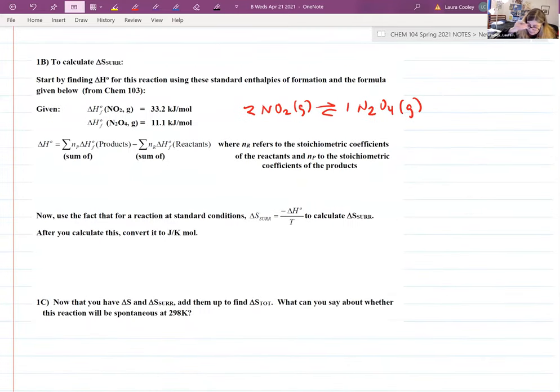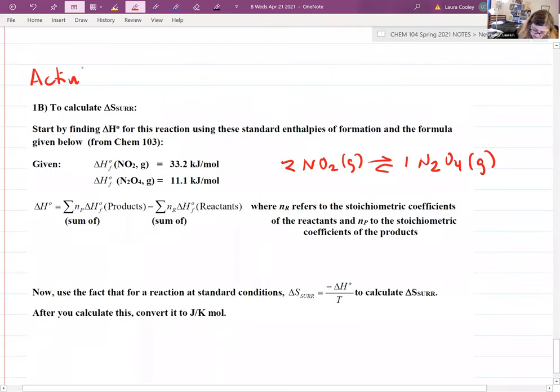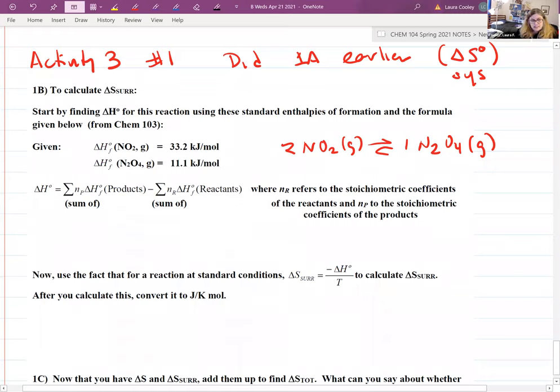All right, so here I am. I'm in the same problem. This is activity 3, number 1. We just did 1A earlier. That was finding the delta S of the system. And now we're doing the next part, which is to find the delta S of the surroundings, because we want to know if this reaction is going to be spontaneous.